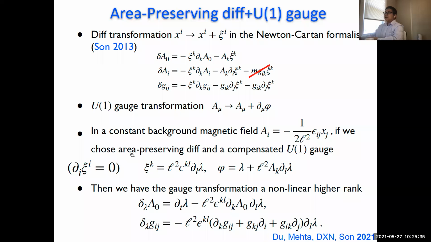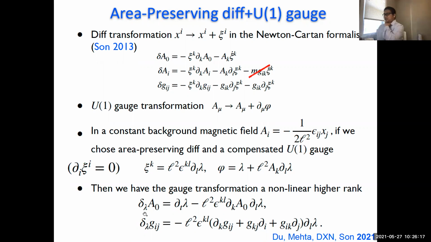So if we choose an area-preserving diffeomorphism and a compensating U(1) gauge field, with the diffeomorphism parameter of this form, with the explicit form depending on the function lambda, this explicit form satisfies the area-preserving condition. And we also choose the gauge transformation that depends on lambda. So with these two parameters of the diffeomorphism and gauge transformation, we have the gauge transformation of a nonlinear higher rank symmetry, where the A_i doesn't change, but A_0 and G_ij change with this form.